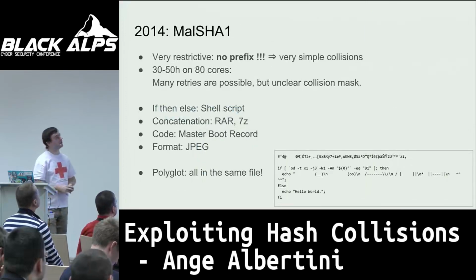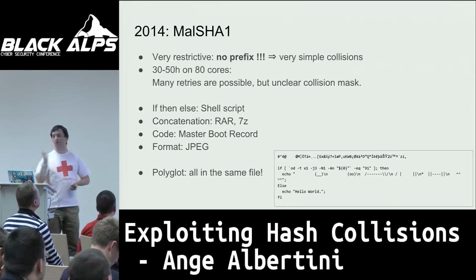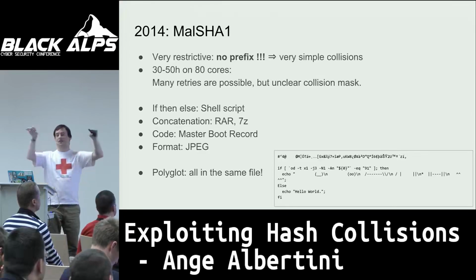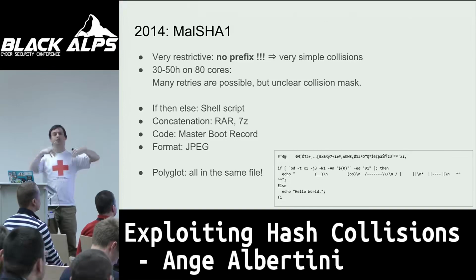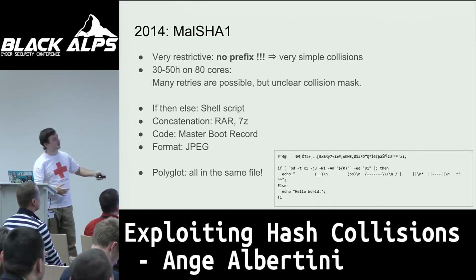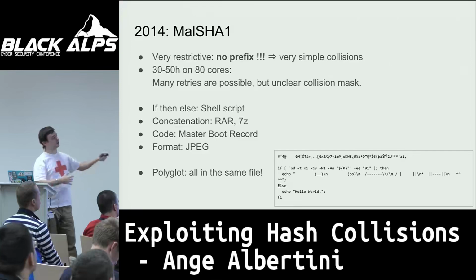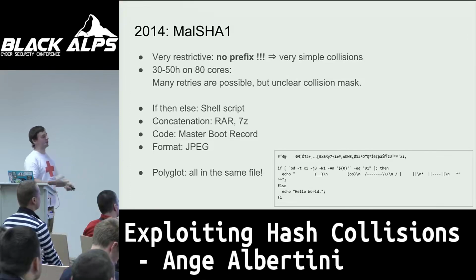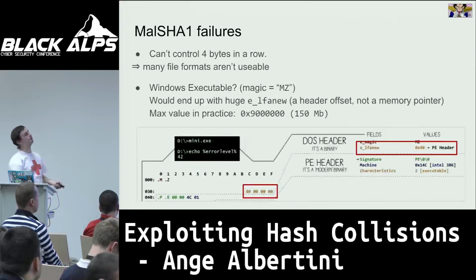So for MD5, sorry, SHA-1, actually it was very restrictive. There was no prefix. So it's like directly starting with randomness, and you can brute force because it didn't take so long to compute, but we couldn't put whatever value we wanted at the start. So first of all, we did a shell script if-then-else. So you have the collision block, and then you have a comparison, just to say good or bad. We also did a concatenation, so RAR and 7-Zip, master boot record, and a JPEG that we'll show later, and also all are in the same file.